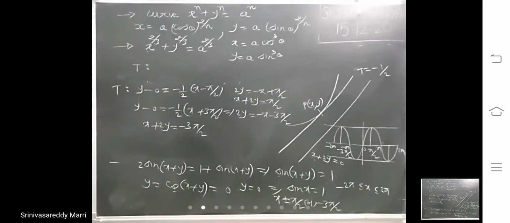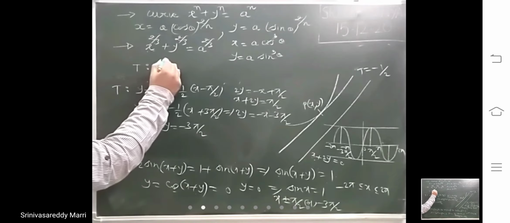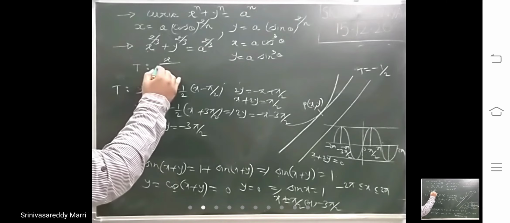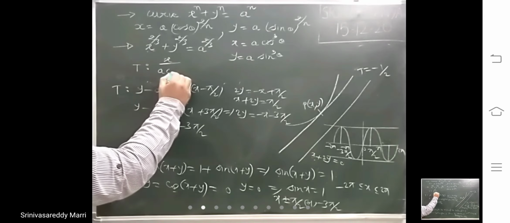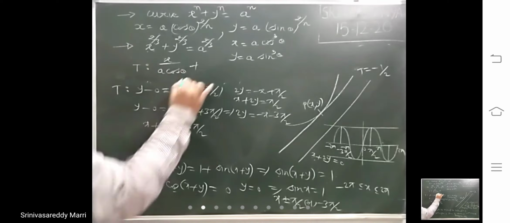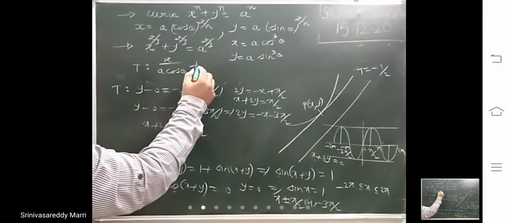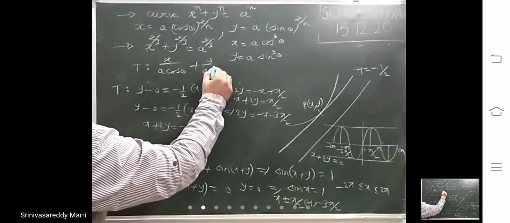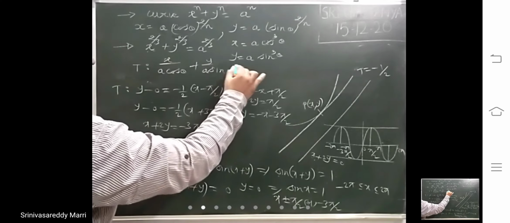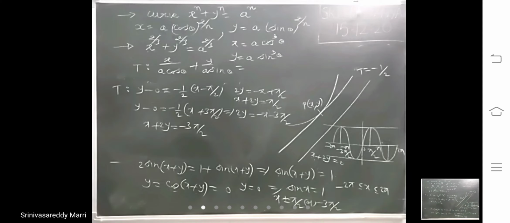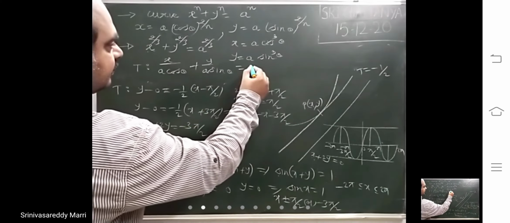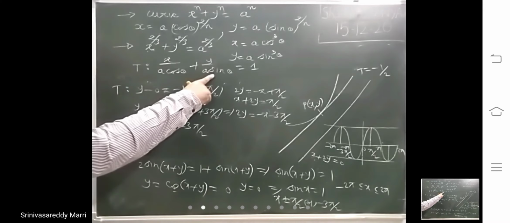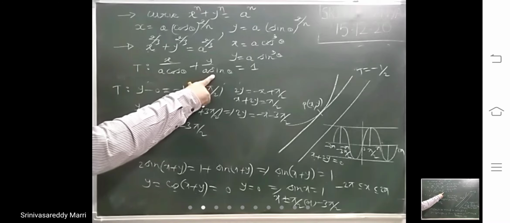So tangent equation is, remember this one, x by a cos theta plus y by a sin theta equal to 1. This is tangent equation. You have to remember this formula. In number of problems you will get this tangent.